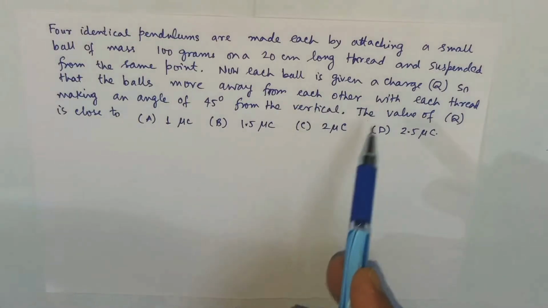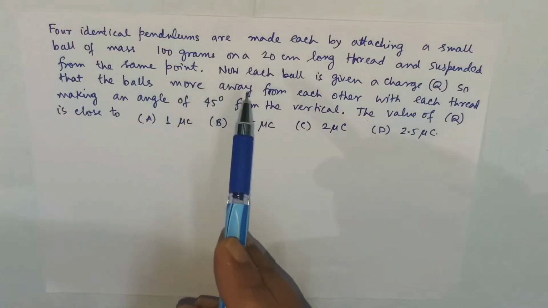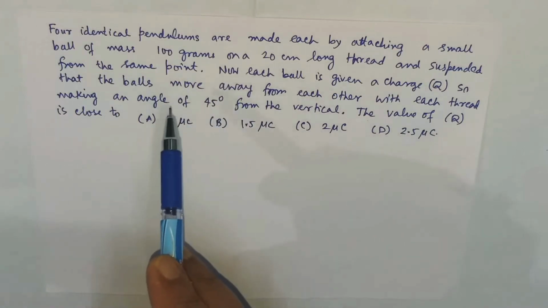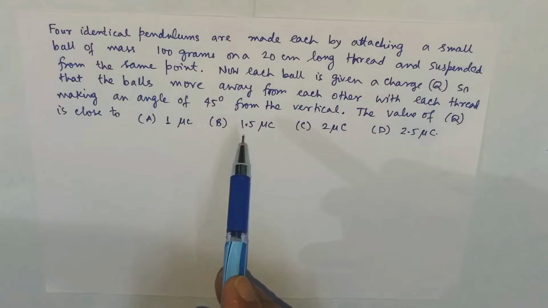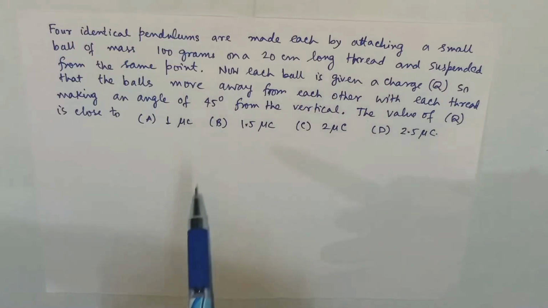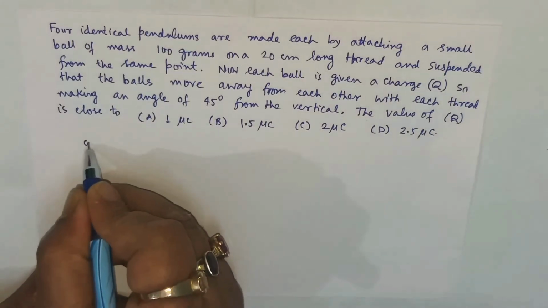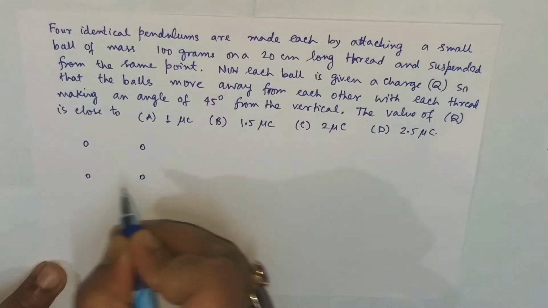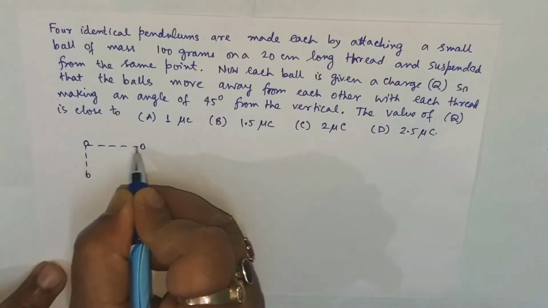Just imagine the situation. Here the four balls are suspended with the help of a thread from the same point. Now if they repel one another, what will happen? They will move away from one another. Therefore, they will form a square, is it not? That is, you can imagine that these are the four balls at the four corners of a square.